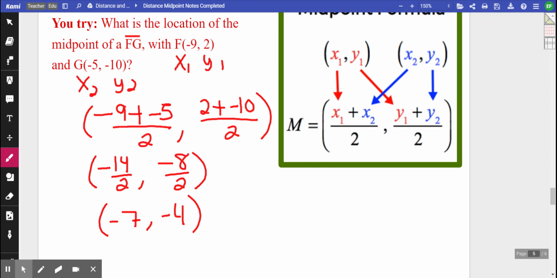If we do the same concept with the y values, -10 to get to -4 is a distance of 6. If we add 6 to the -4, we end up at the other endpoint, which is +2. So logically, it is going to make sense to us that our midpoint here is going to be at a location of -7, comma, -4.